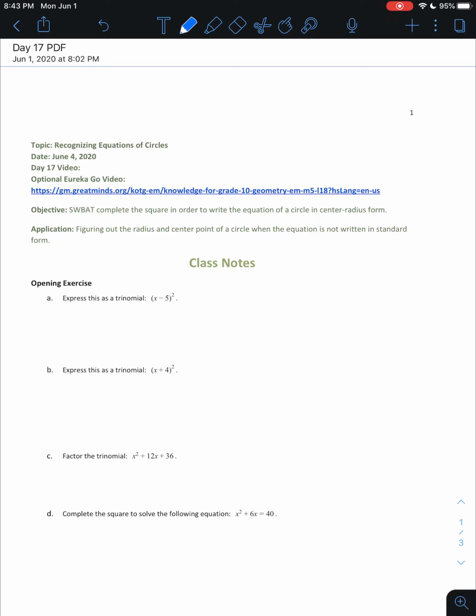Okay, and our specific objective for today is students will be able to complete the square. So this is a specific kind of tool that we'll be talking about. Students will be able to complete the square in order to write the equation of a circle in center radius form. Just to refresh, center radius form was this form where you had (x minus x1) squared plus (y minus y1) squared equals radius squared. And again, our x1, y1 point is the center, the center point, and our r is our radius, right?